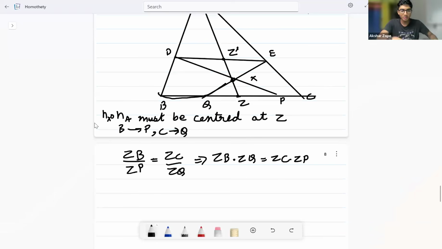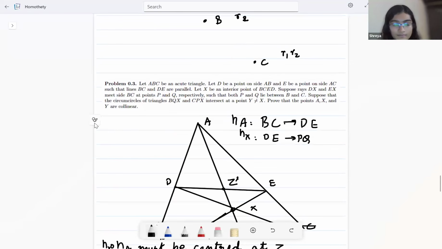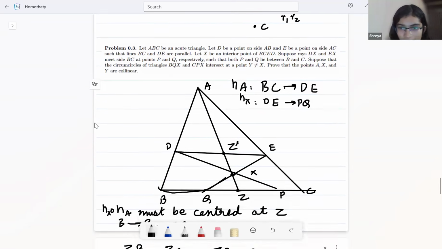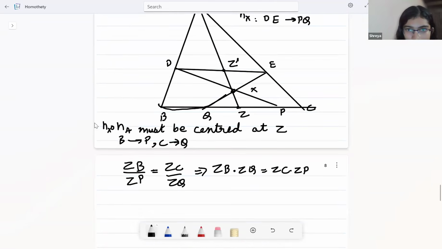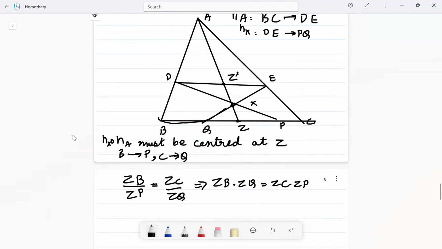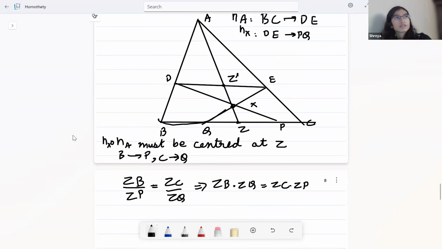Can you show the problem again? Take a screenshot. Done. Okay, so does everyone see why it suffices to prove this equation? Yes, because it shows that Z is on the radical axis. Yes, exactly.